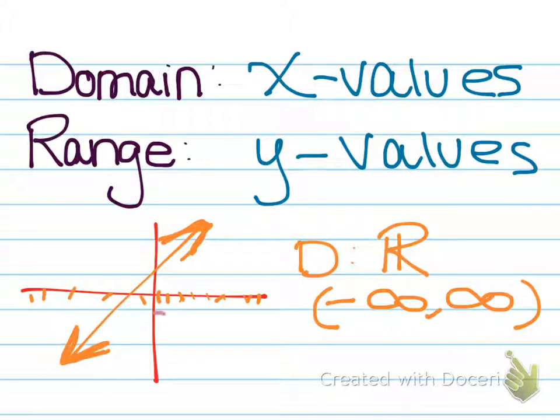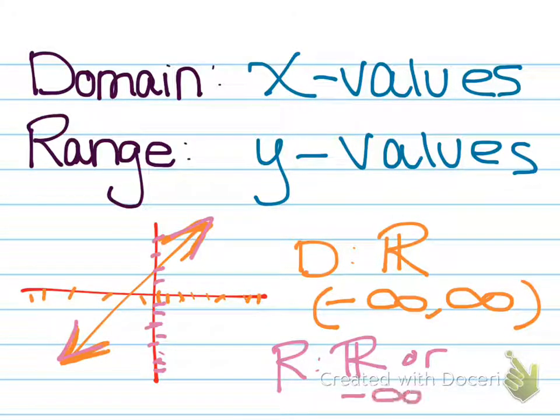All right, the range, all the y values. Every single y value gets hit again because there's arrows on both sides. So my range, you could write all real numbers, or the same thing, negative infinity to infinity with parentheses because you can't include infinity. All right, let's look at a different example.